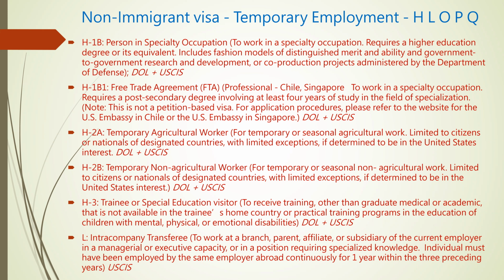So I can give you a few simple examples. You are in India and you have some extraordinary abilities. If you read the first line, person in specialty occupation. Here, if you see specialty occupation, they have defined it as higher education degree or its equivalent. And they have given some other examples here. This text I have just copy pasted from the website, but I'm going to give you specific examples.